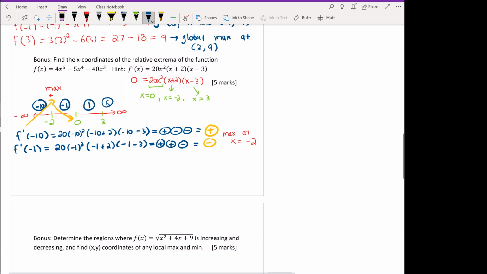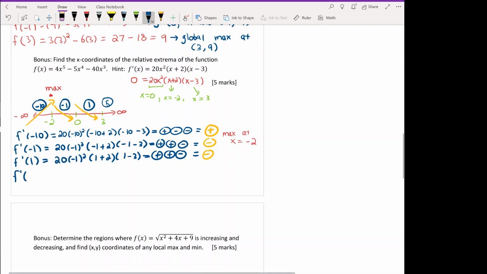Okay, next test value, f prime of 1. So that's 20 times negative 1 squared times 1 plus 2 times 1 minus 3. That's positive, negative, which is negative. So there is nothing special going on at 0. It's not a max or a min. Well, there is something special, but it's neither of those, not max, not min.